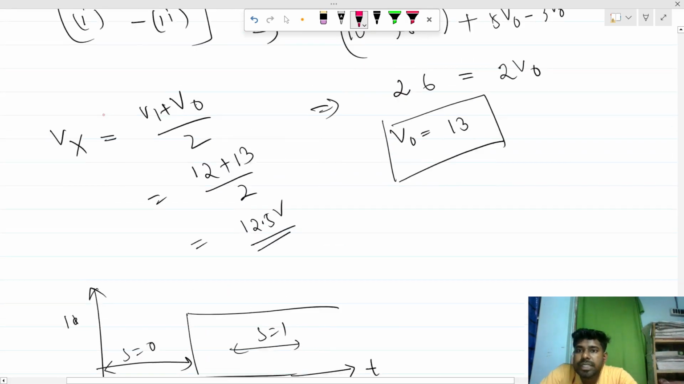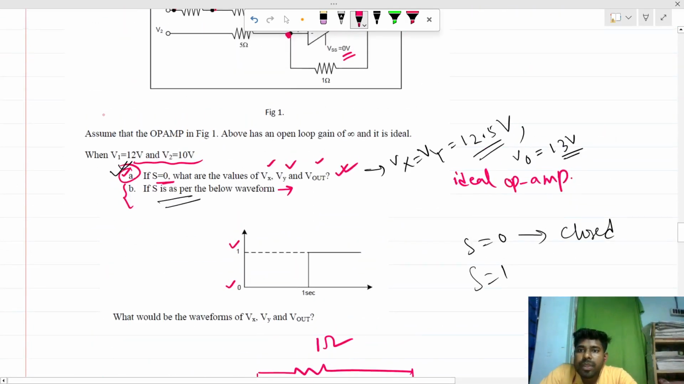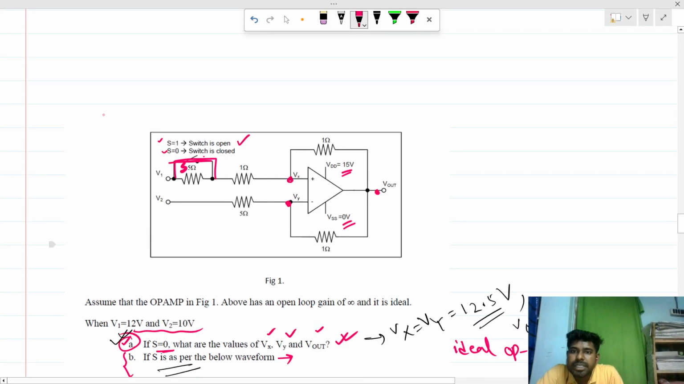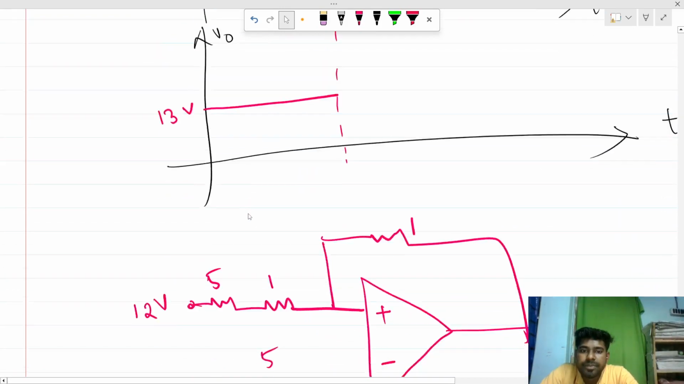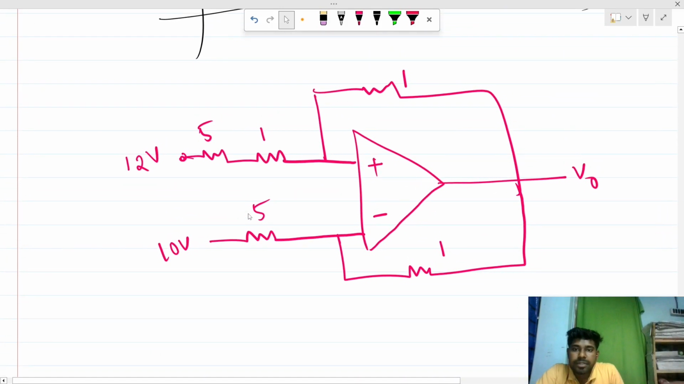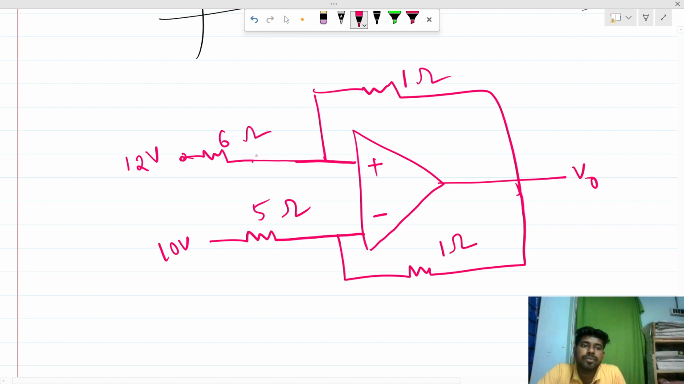If the switch is open, this 5 ohm resistance comes into the picture in series with this. So actually this comes in series, so we can write this whole as a 6 ohm resistance. Now similarly we have to make some equation and calculate that.